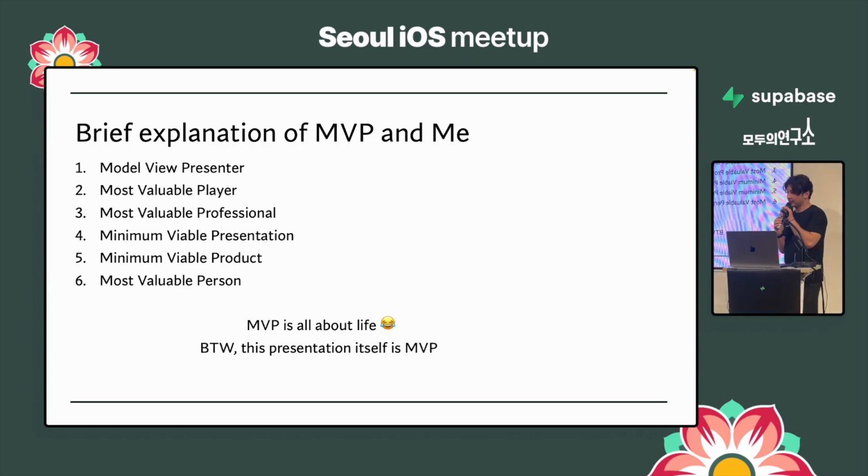About me, my name is Kevin, and I always want to be most valuable player when I'm dating. And in my company, I kind of want to be most valuable professional. And I always work on minimum viable presentations in the Scrum meetings. And then I always talk about MVPs, like minimum viable product. Also, I'm going to talk about minimum viable product and how to build MVPs in this presentation. And in my life, I also want to be most valuable person. And thank you.